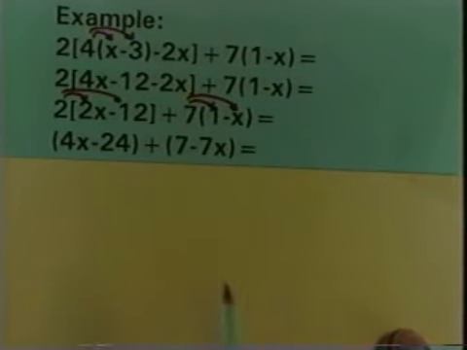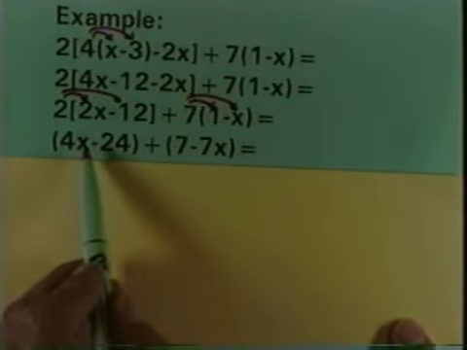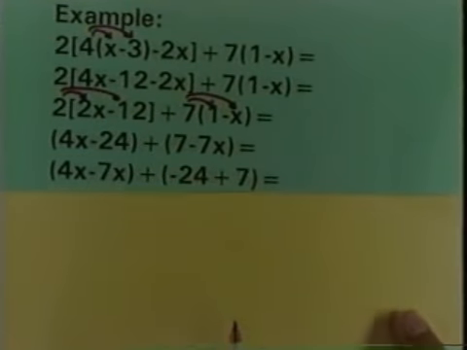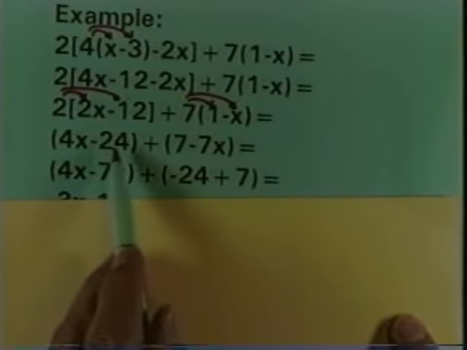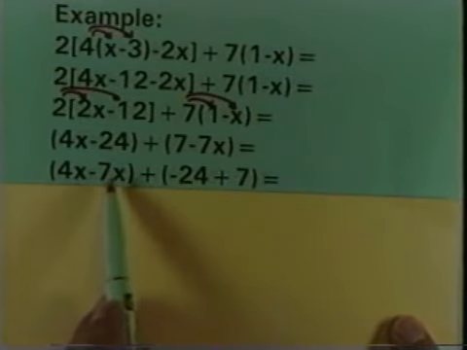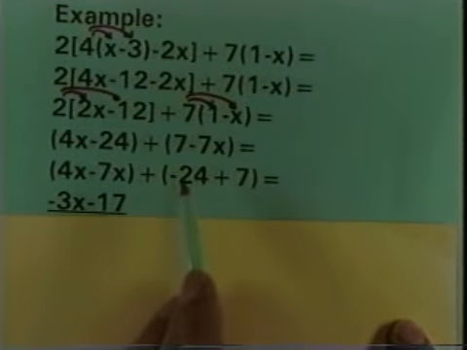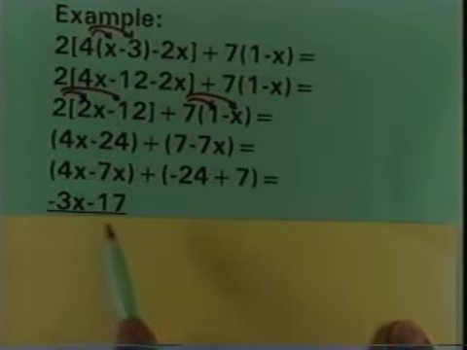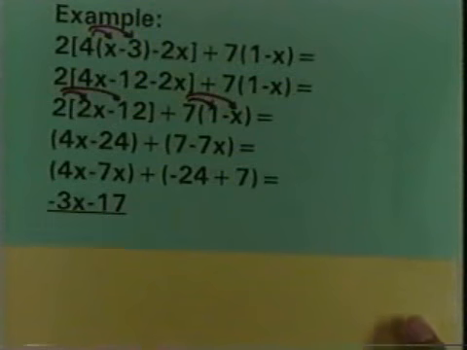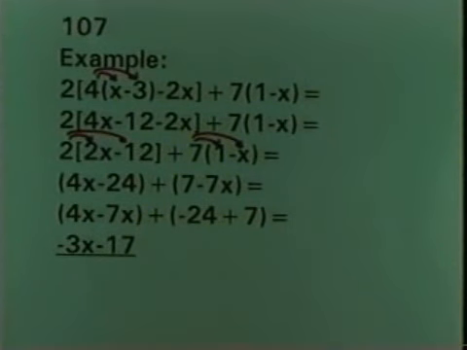Since I have addition, I'm now ready to combine like terms. So I group the 4x and the negative 7x together. I group the negative 24 and the positive 7 together. 4x plus a negative 7x is a negative 3x. A negative 24 plus 7 is a negative 17. So therefore my simplified answer is negative 3x minus 17.